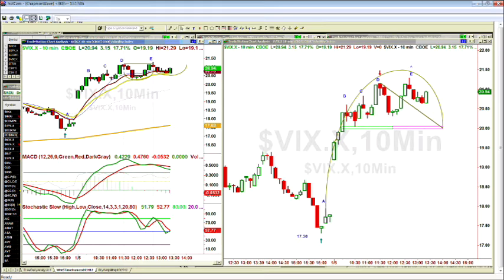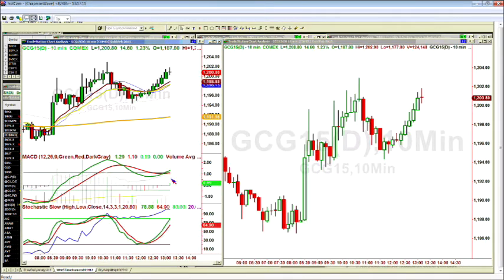Okay, now let's look at something that's acting very well at this particular point. Let's look at GCG 15. That's the gold contract. And you will see that we've gone, remember, the idea of the Chapman wave methodology is to go from the lowest, most identifiable and obvious low bar. In this case, it's this particular bar right here.